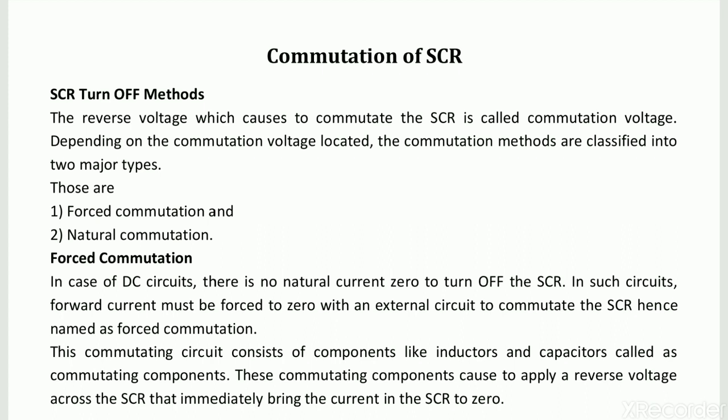This SCR or thyristor turn off can take place as follows. First, the anode current falls below the holding current, and second, a reverse voltage is applied to the thyristor for sufficient time to enable it to go into blocking mode. So commutation is defined as the process of turning off a thyristor or SCR.